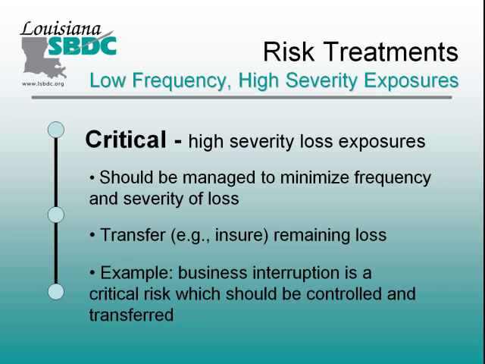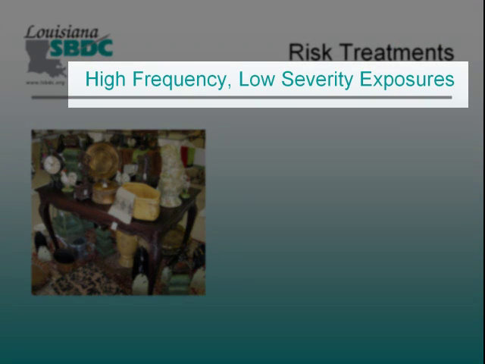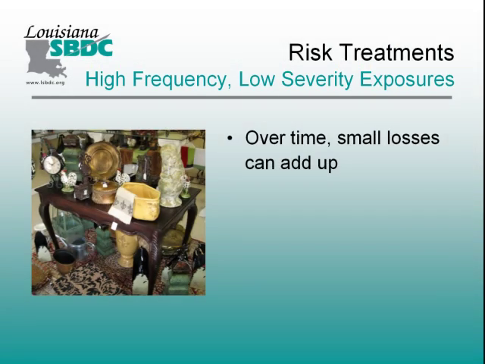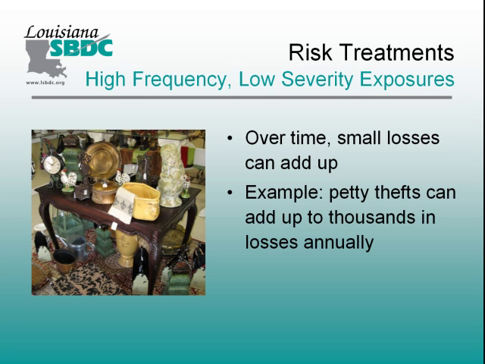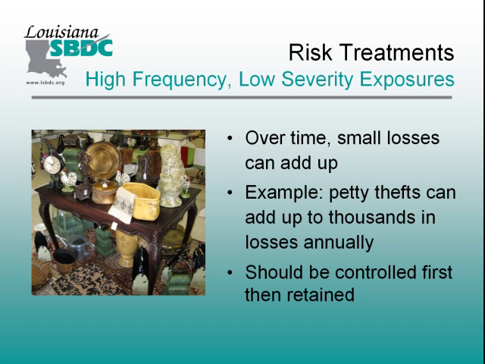For example, business interruption risks generally fall in the category of critical risk. While these types of risks can be controlled, it is also important that you transfer the loss. High-frequency, low-severity loss exposures might over time be very costly if they happen frequently enough. One such risk might be petty theft by customers or employees. Viewed individually, each theft is small. But added together, uncontrolled shoplifting could cost a business thousands of dollars a year. These types of risks should normally be controlled first, then retained.